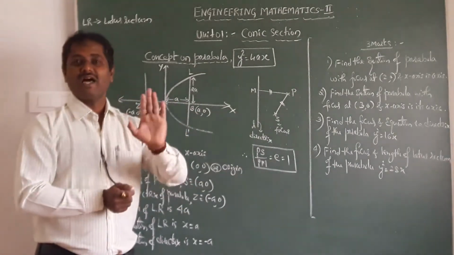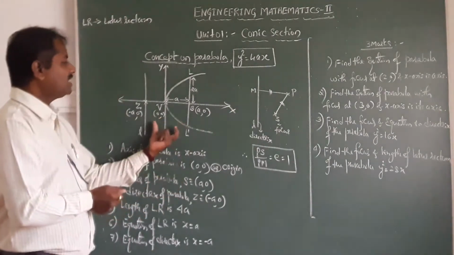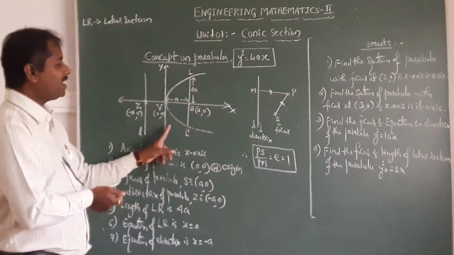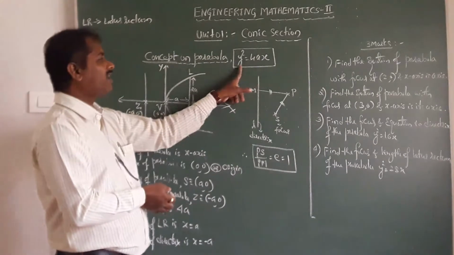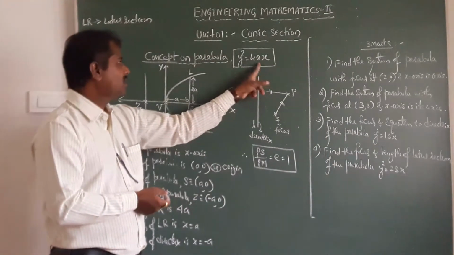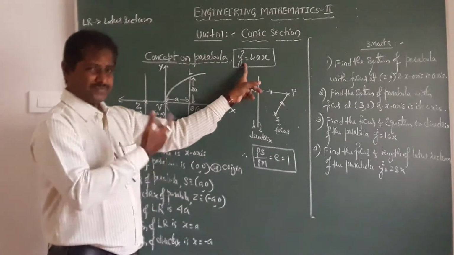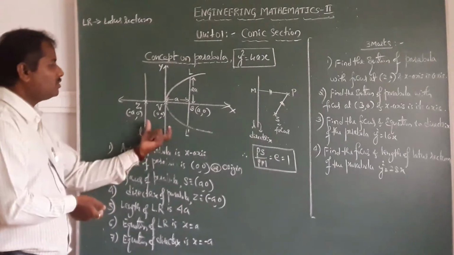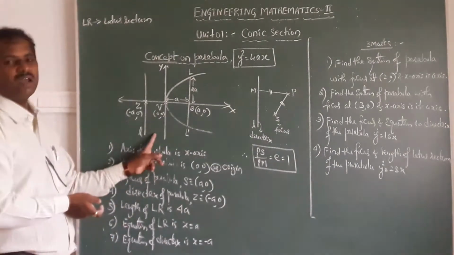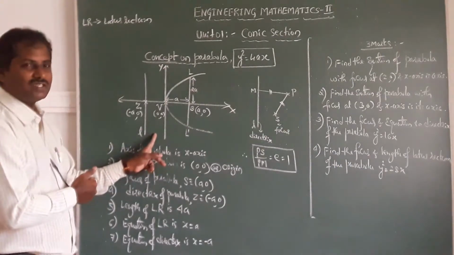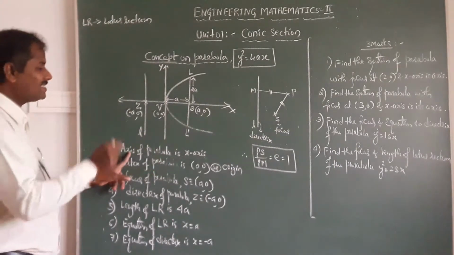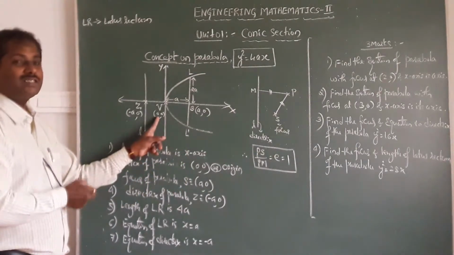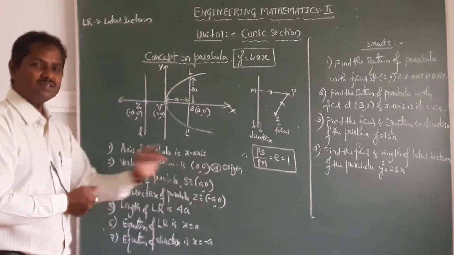Now let us discuss the highlights of the parabola. The diagrammatic representation of parabola is like this. We have a parabolic equation in the form y square is equal to 4ax. This is the equation of a parabola along the x-axis whose vertex is at origin. Here we have to remember some points under this parabola. What is that equation? y square is equal to 4ax. What is the axis of the parabola? It is the x-axis. And the vertex of this parabola is the origin, that is 0, 0.